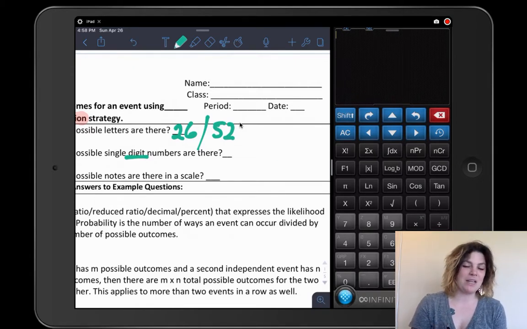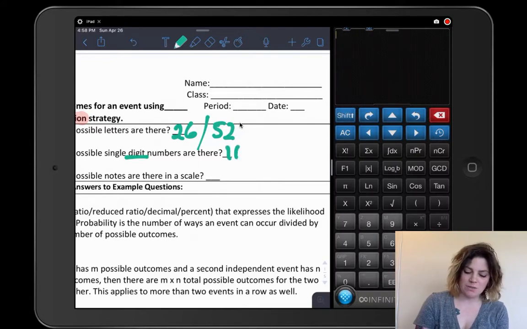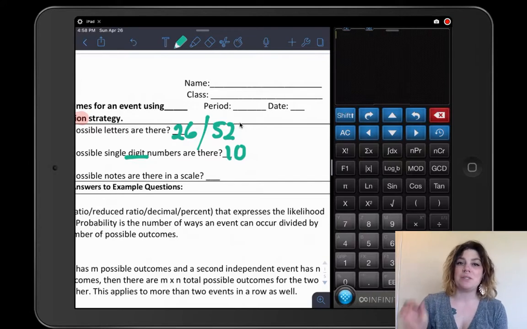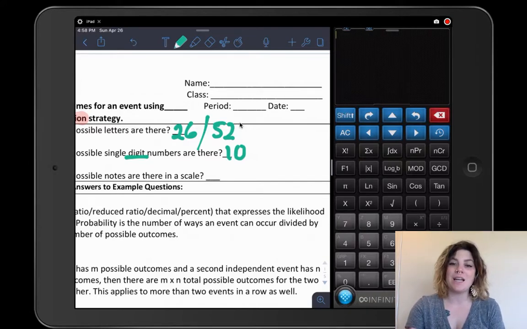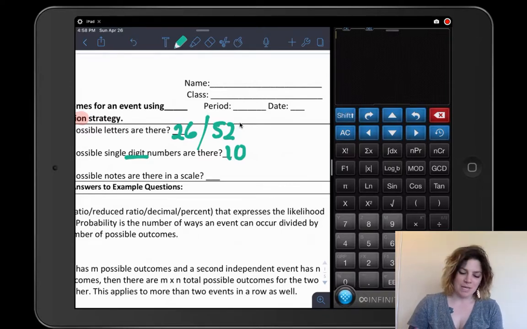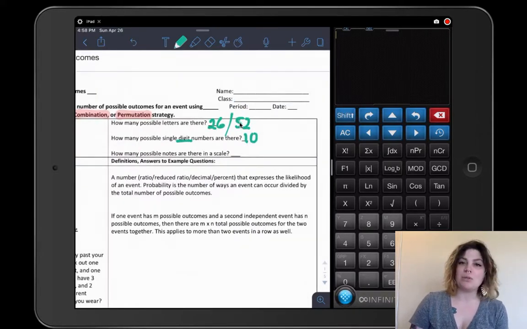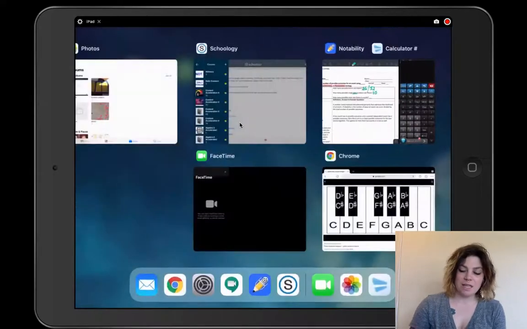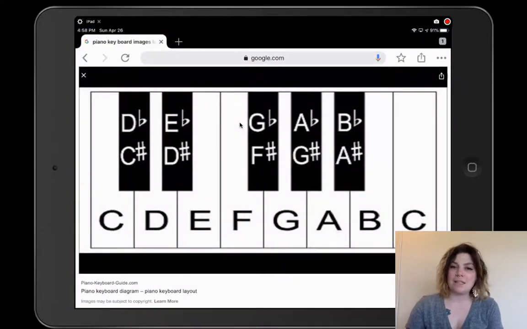And this can be kind of confusing because it seems like there would be 9, right? Because 1, 2, 3, 4, 5, 6, 7, 8, 9. But actually there's 10 because we count 0 as a possible number as well. So it's 0, 1, 2, 3, 4, 5, 6, 7, 8, 9, a total of 10 options if you have to pick a digit. All right, and then how many possible notes are there on a scale? And we're talking about, again, the scale that we learn about maybe in band class.